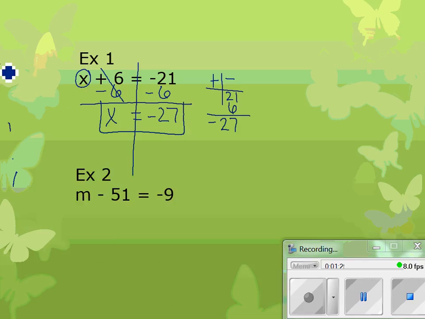Example 2 is m minus 51 equals negative 9. The first thing we're going to do again is draw a line down the equal sign and look for the side that has the most terms. That'll be the first side in this case again. And I'm going to circle the m to isolate it. I want to get rid of minus 51. The opposite of minus 51 is plus 51. And I'm going to do that on both sides. Cancel, bring down the variable, and I'm going to make a t-chart.